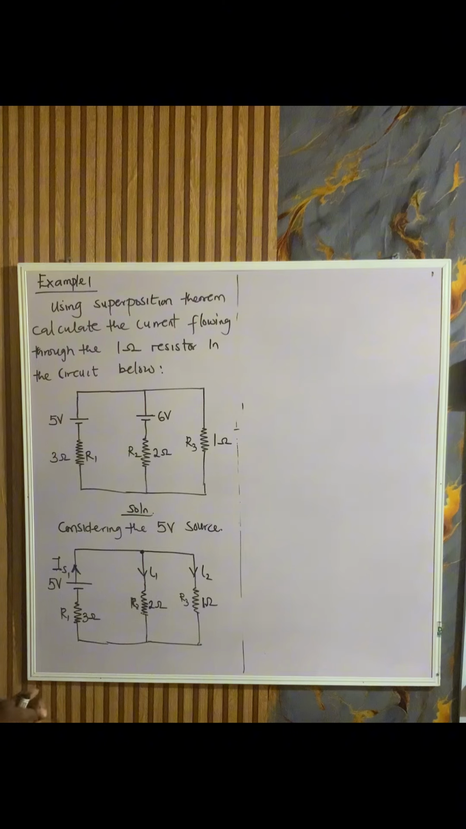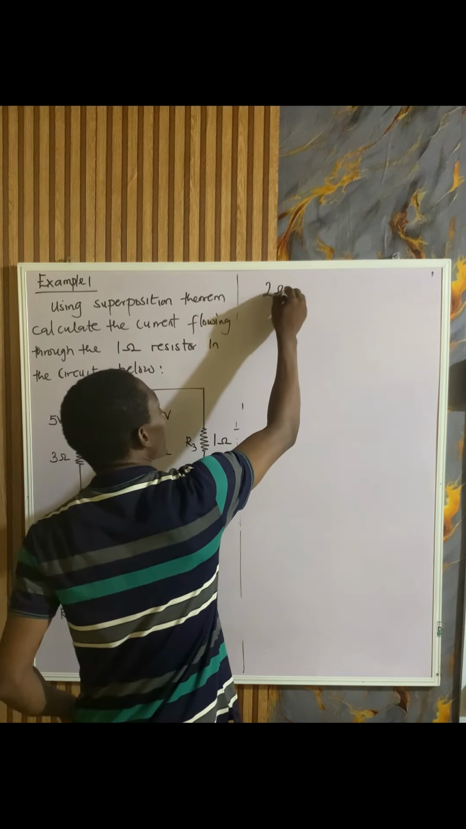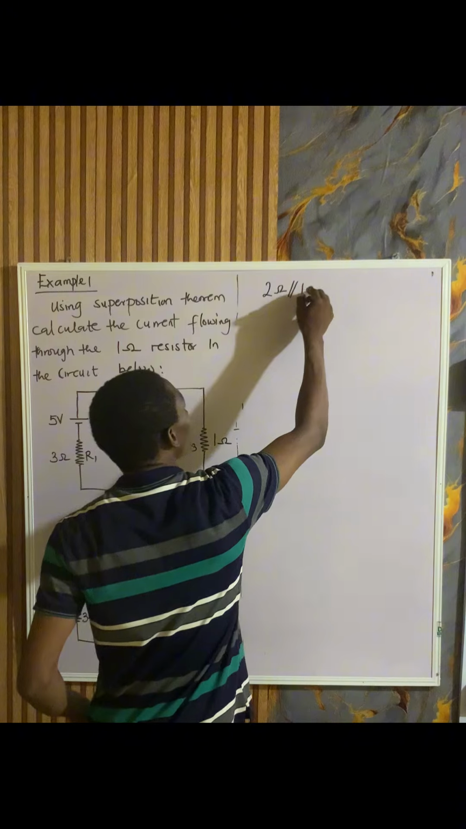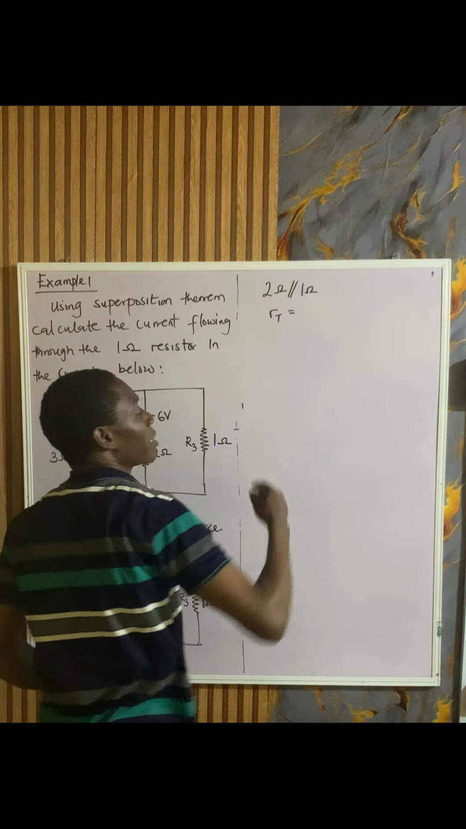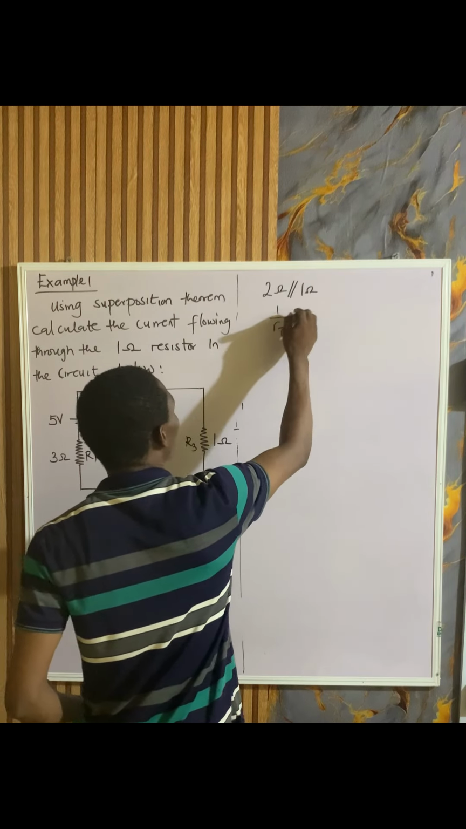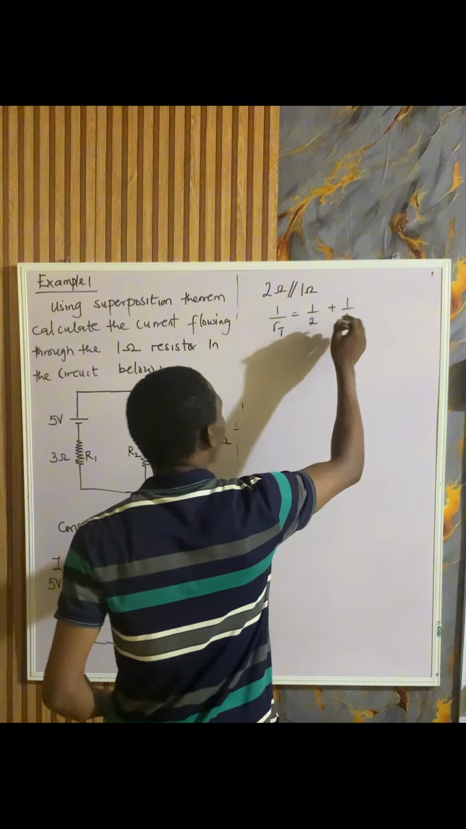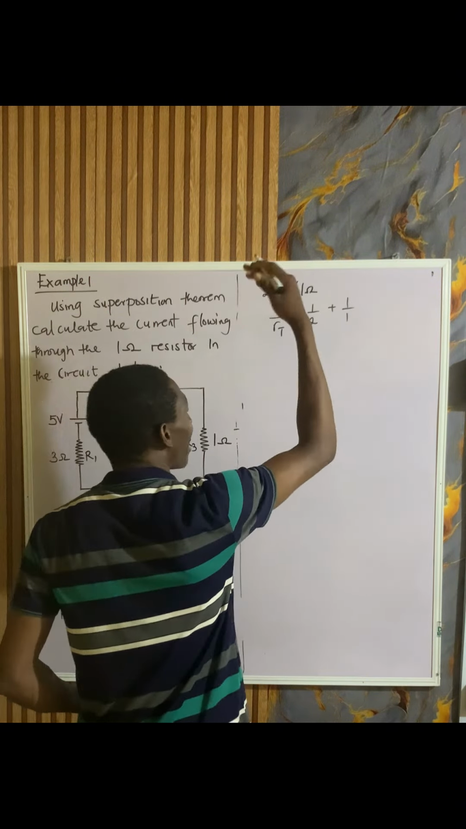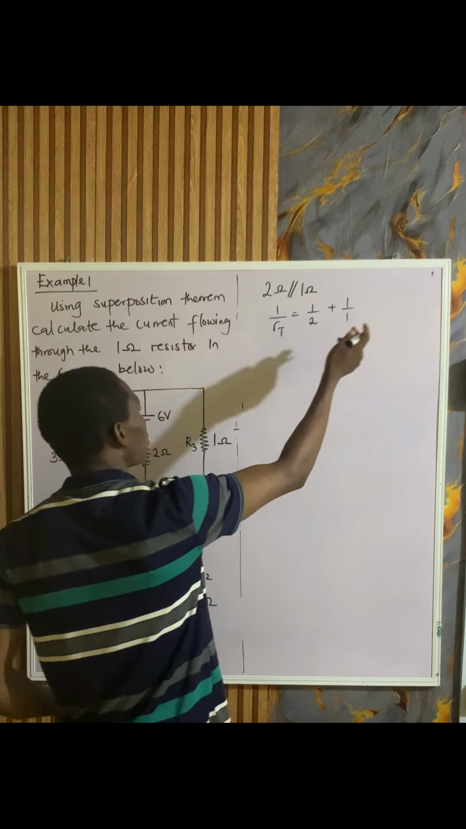First of all, we can say that R2 and R3 are in parallel. We can see that because if this cell provides current and that current gets here, it will split. Some will go into this, some will go into this. So these two are in parallel, and I can combine them. We have 2 ohm in parallel with 1 ohm. Their total resistance, 1 over R total, is equal to 1 over 2 plus 1 over 1, but I don't want to take time doing this. I have a quicker method. If you do this to get your RT, you still get the same answer.